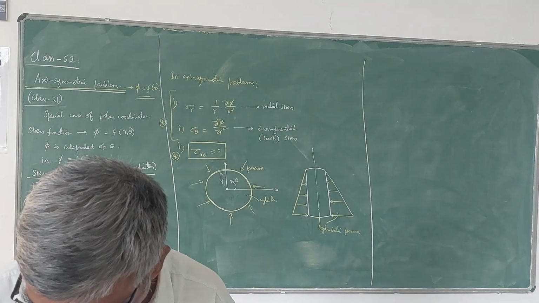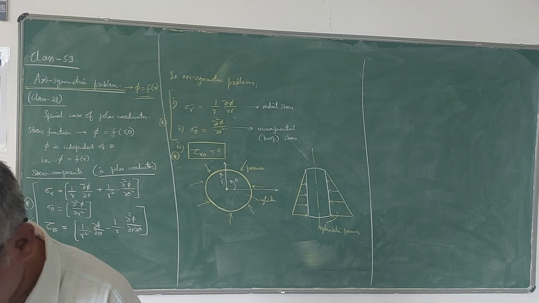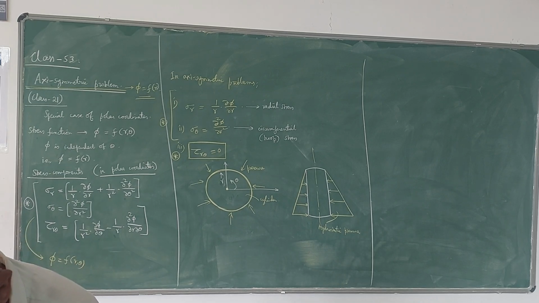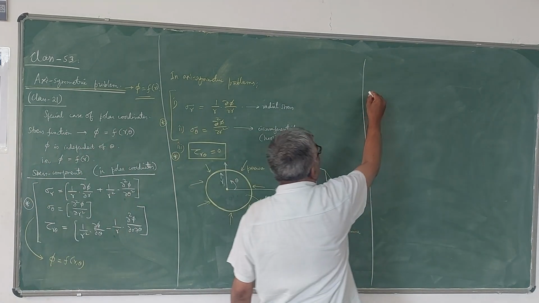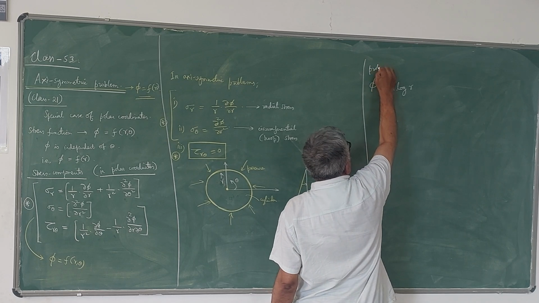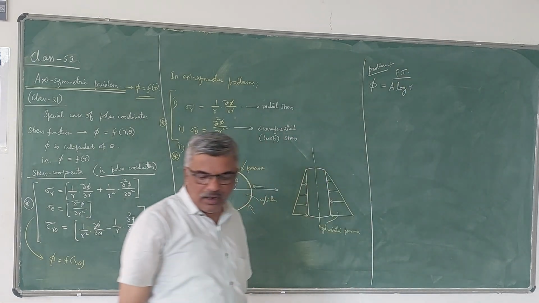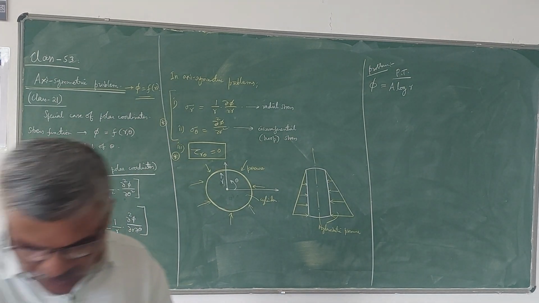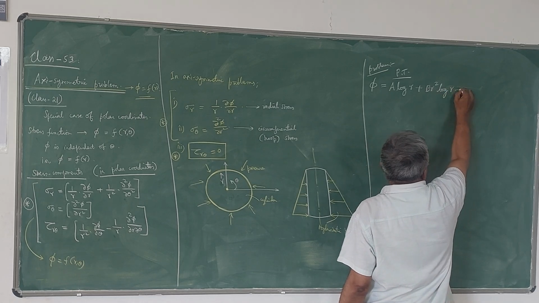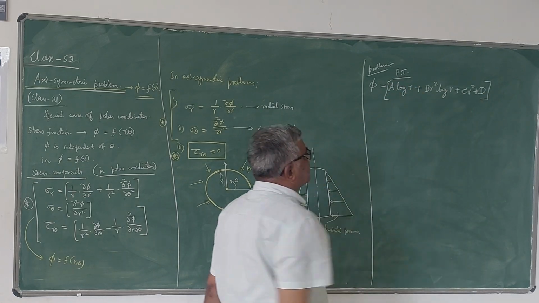Prove that the stress function phi is equal to a log r plus b r square log r plus c r square plus d. This is the stress function.